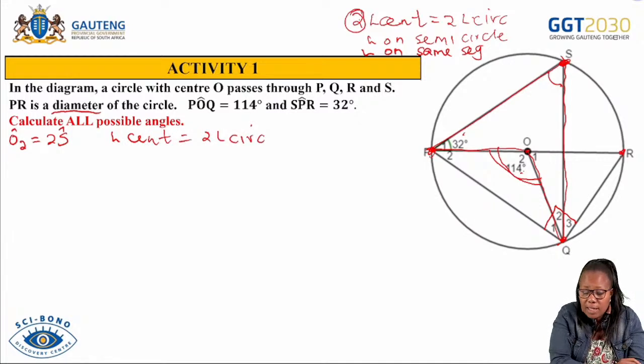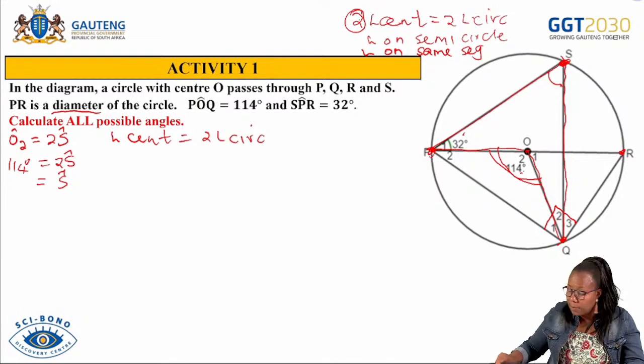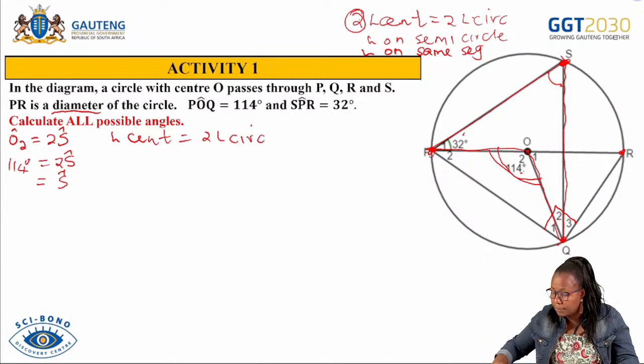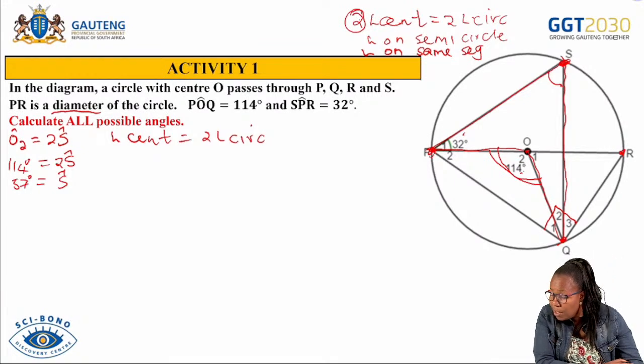All right. And then which one is given? O2 is 114. 114 is twice S. Divide by 2 both sides, therefore we end up with angle S being how much? 57. Okay. Correct, great terms. We have our center angle then.